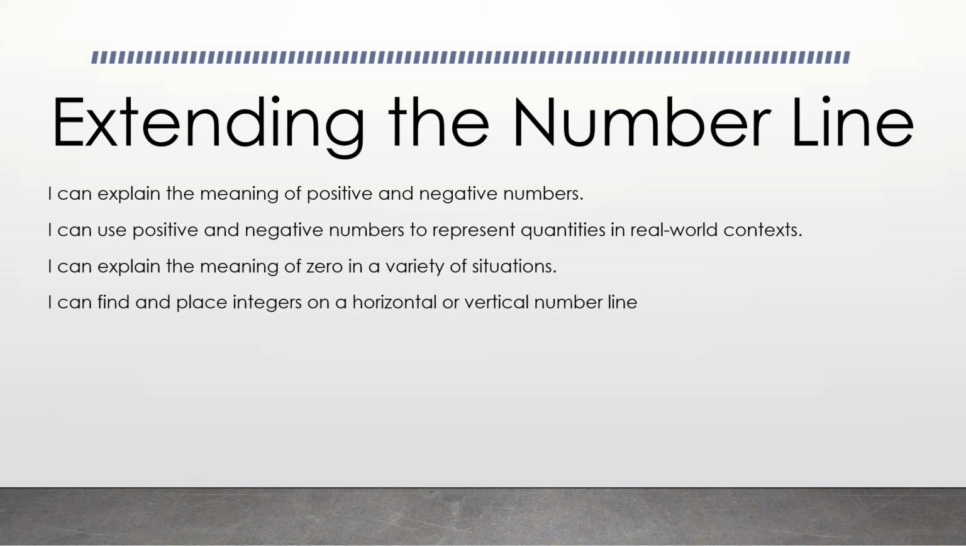Today we're going to talk about extending the number line. By the end of this lesson, you'll be able to explain the meaning of positive and negative numbers. You'll be able to use positive and negative numbers to represent quantities in real-world contexts. You will be able to explain the meaning of zero in a variety of situations. And you will be able to find and place integers on a horizontal or vertical number line.